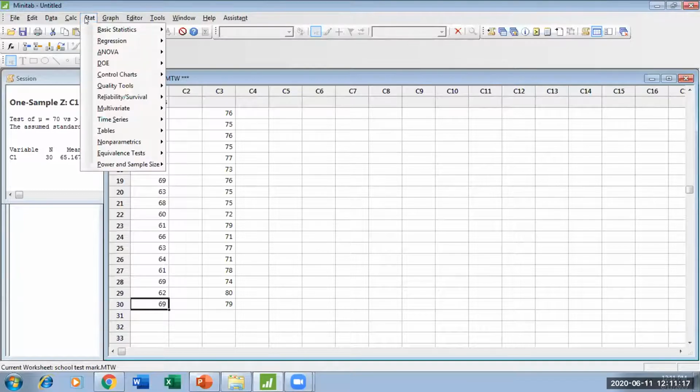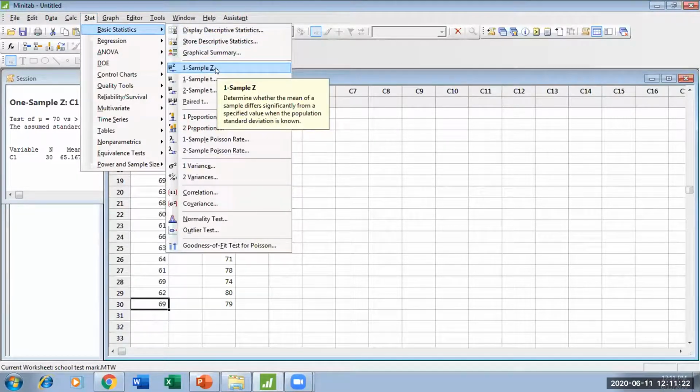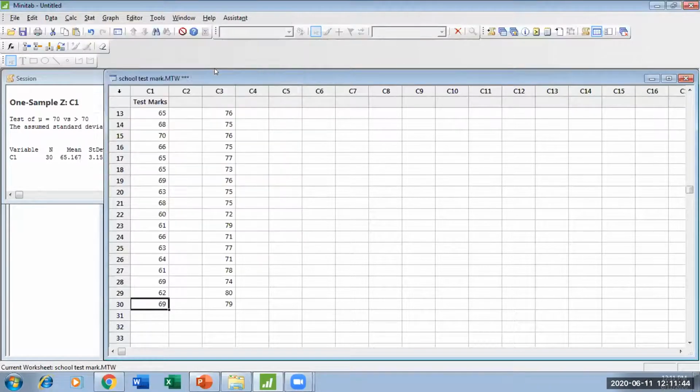Minitab contains an option here, Statistics. I go to Basic Statistics and there is an option for one-sample Z test. It will determine whether the mean of your sample differs significantly from the mean of your population, right? When the population standard deviation is known. That is the main difference why we are not using the t-test now. Since population standard deviation is known, we can conduct the one-sample Z test.